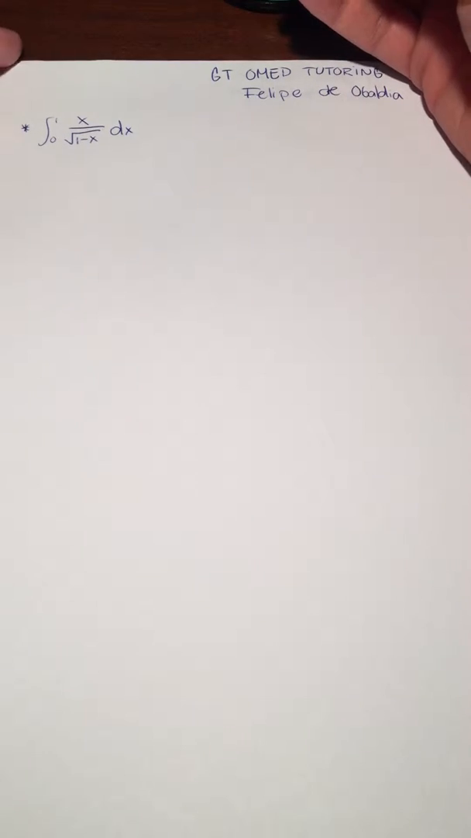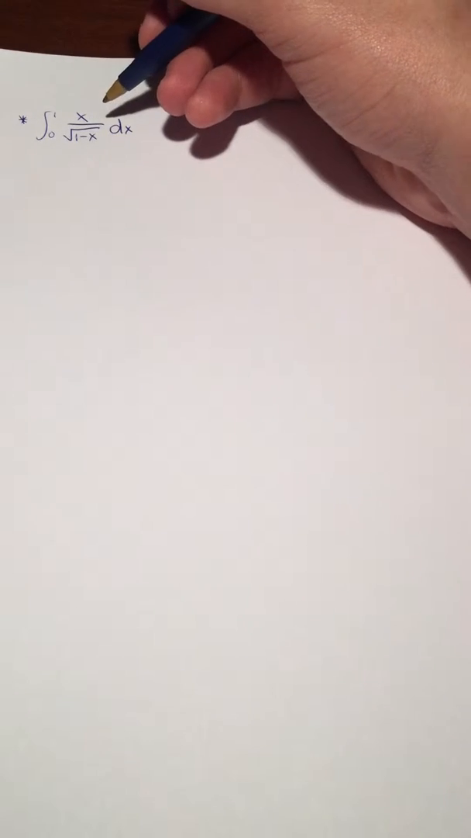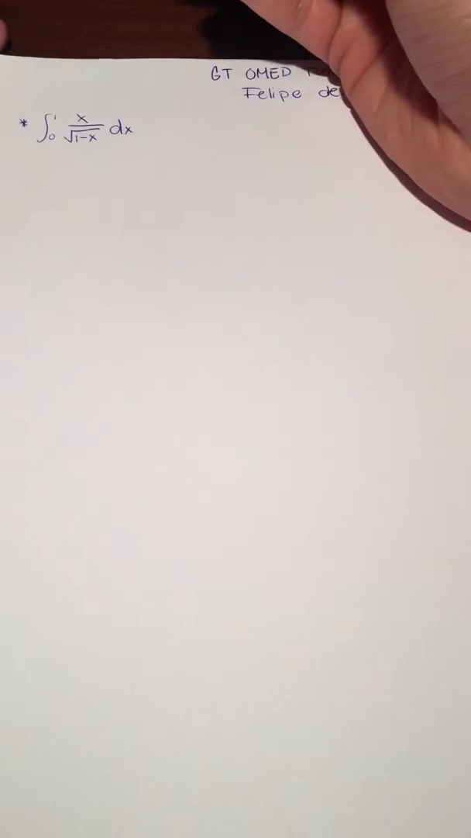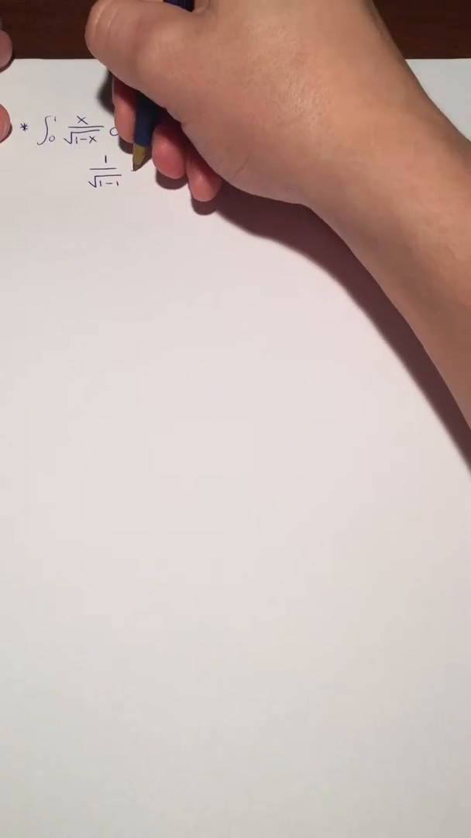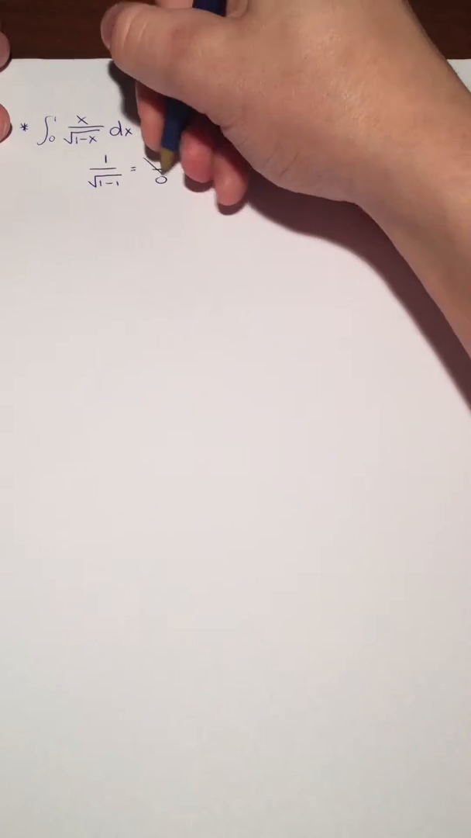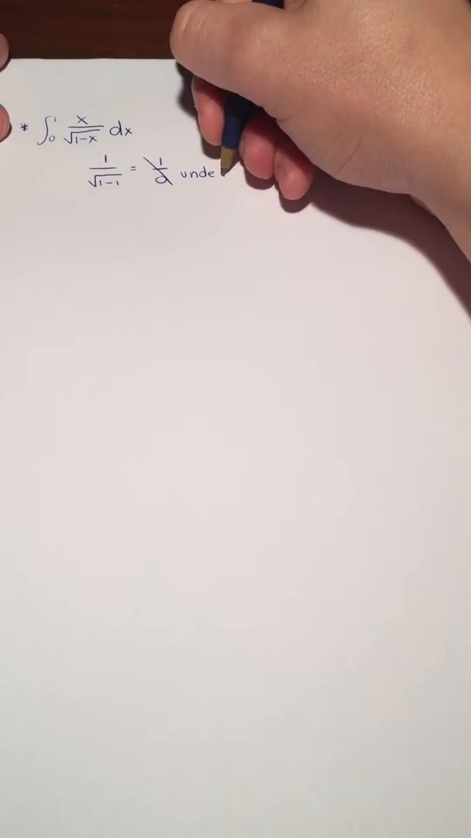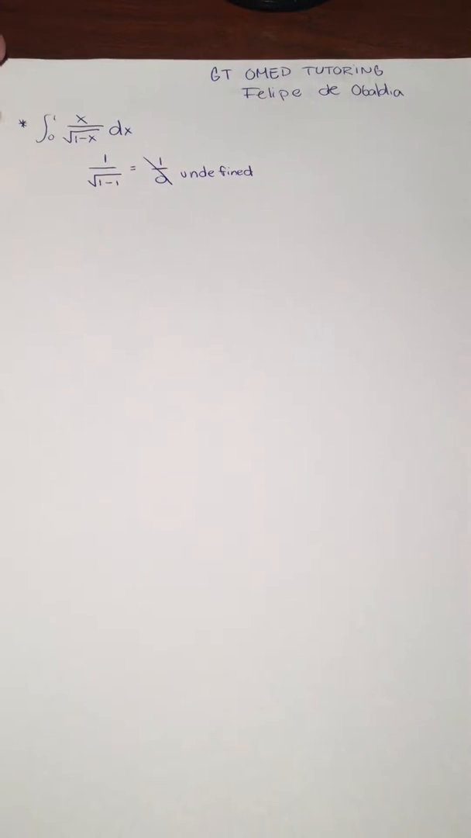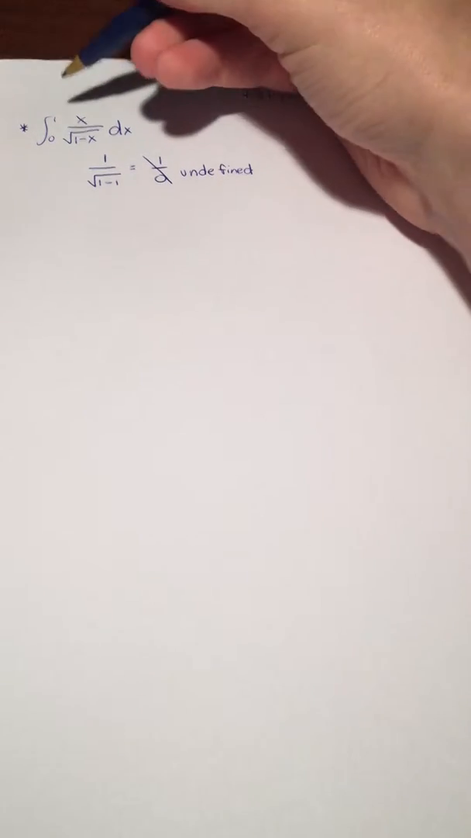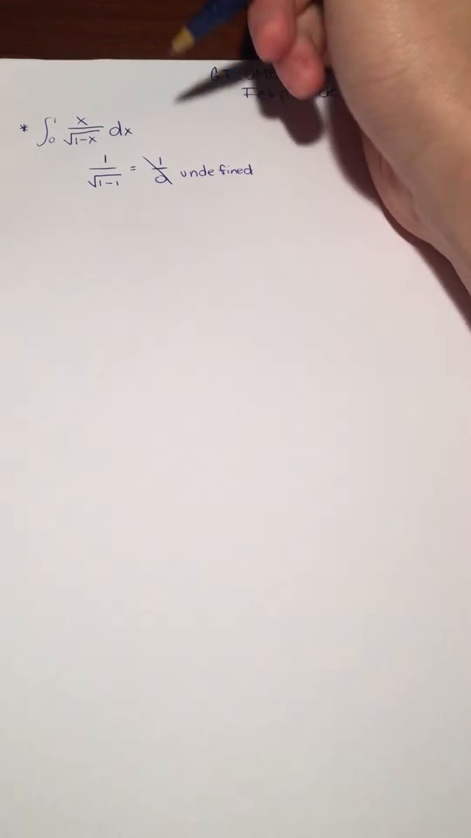So the first thing we need to notice about this integral is that it's improper. An improper integral is an integral that has one bound that, when you plug it in, doesn't have a defined value, to put it that way. So I'm going to show it to you guys. If we plug in 1, we get 1 over the square root of 1 minus 1 equals 1 over 0. That's undefined. So this integral is improper because when we plug in 1, we get an undefined value.